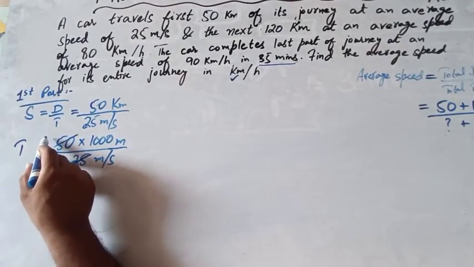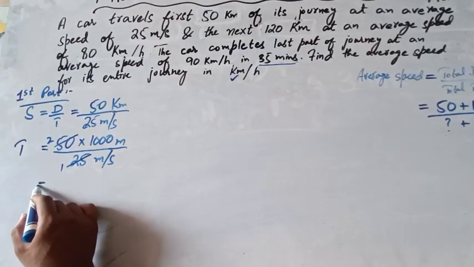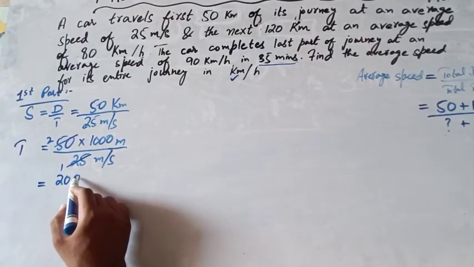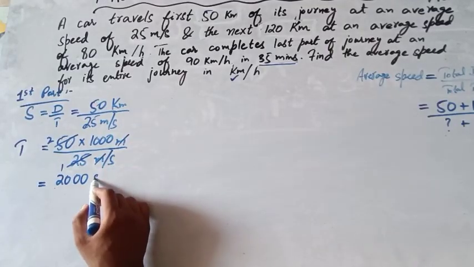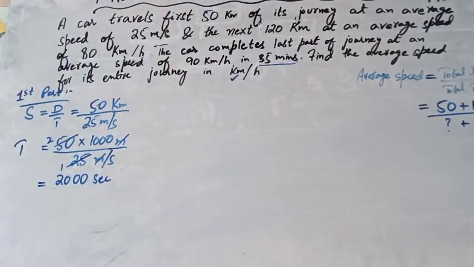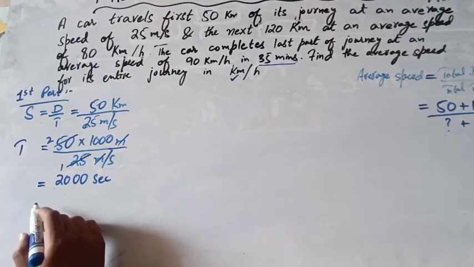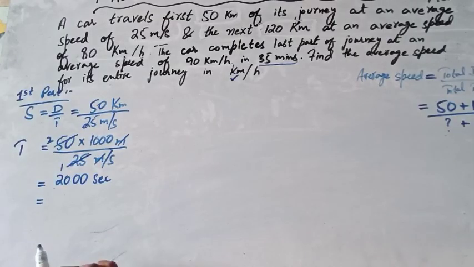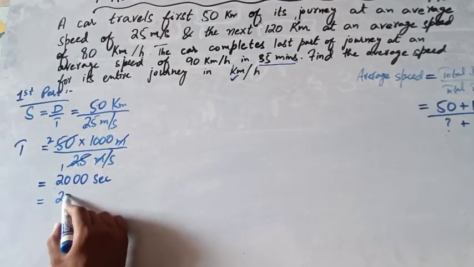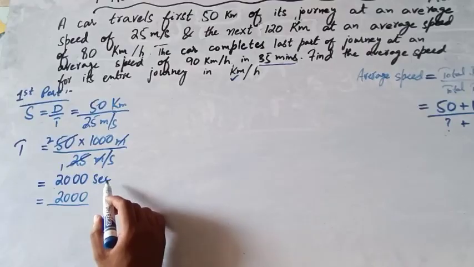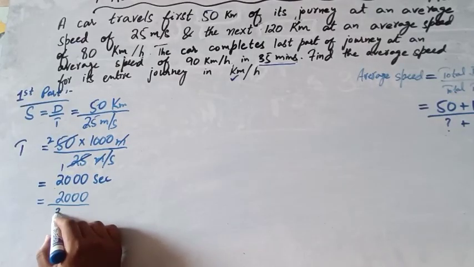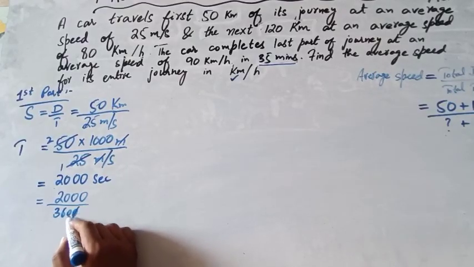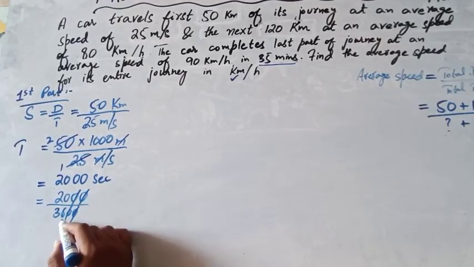25 ones are 25, 25 twos are 50, so it gives us 2000, and meters has cancelled out, so time is equal to 2000 seconds. But we need to find time in hours. So when we go from small to big units, we divide by the conversion. In 1 hour there are 3600 seconds, so we will divide this by 3600. 20 cancels out with 20.